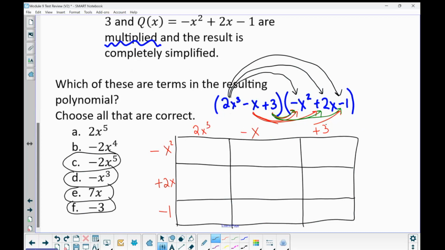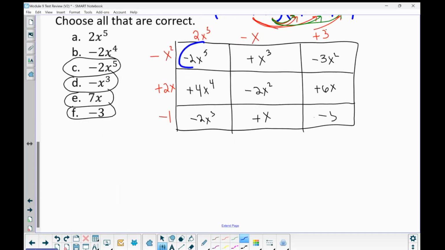So I know negative x squared times 2x is negative 2x to the fifth. Negative x squared times negative x is positive x to the third. And that's going to give me negative 3x to the second, positive 4x to the fourth, negative 2x squared, positive 6x, negative 2x to the third, positive x, and negative 3. And now I just combine like terms.